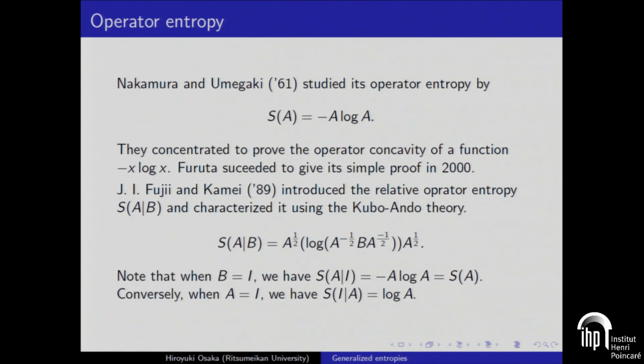Okay, if B is the identity, this corresponds to the polynomial entropy, and if A equals the identity, we get S(A) is the logarithm of A. So this one is very important.